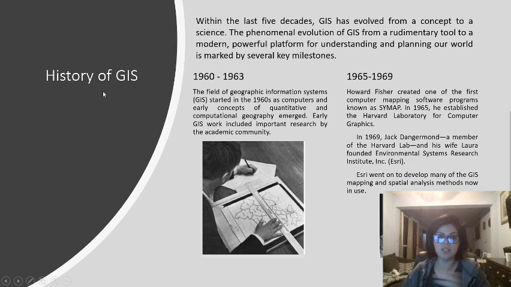We're going to talk about the history of the GIS because it has been a science that has been evolving for at least 5 decades. So we're going to be talking about the first milestones. This phenomenal evolution of GIS was from a small tool to a modern, powerful platform that helps a lot of areas in the business and also in other sciences. We're gonna start with the 60s. In 1960 to 1963 is when this field of GIS started.